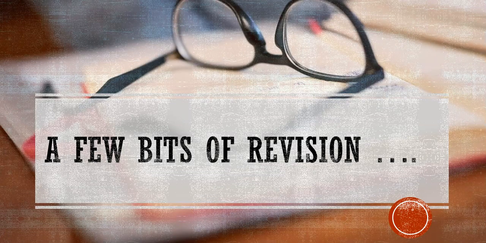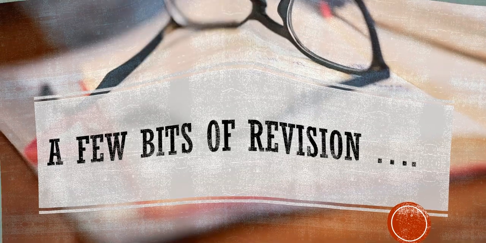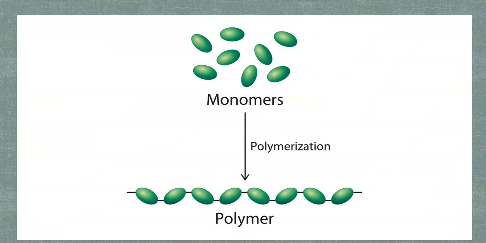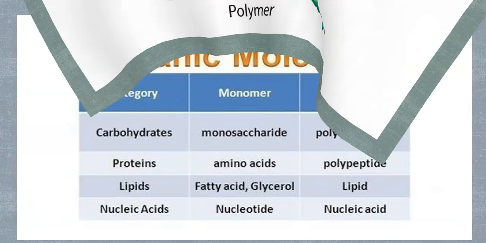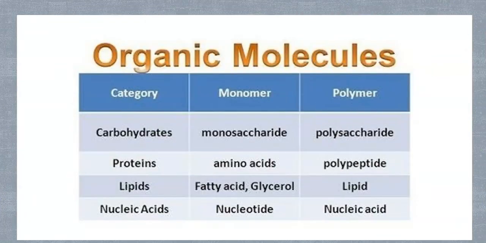So a few bits of revision that could help you in the unit that we're about to do. Monomers, single molecules. So if we're looking at our carbohydrates, our monomer is our monosaccharide, one unit. Polymerization causes a polymer to form, so that's a long chain, many units. As we've already looked at, our organic molecules, we've got our four categories, our monomers, and then the names of our polymers.